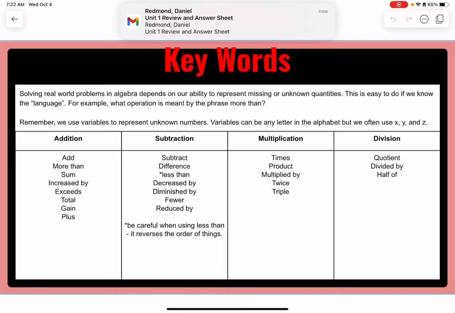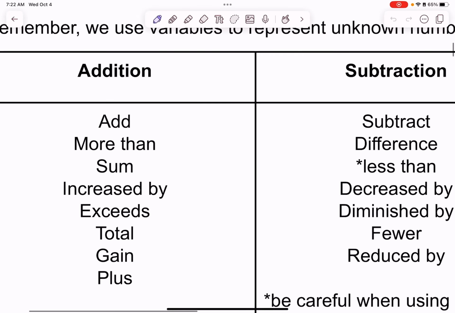Remember, we use variables to represent unknown numbers. Variables can be any letter in the alphabet, but we often use letters like x, y, and z. For the sake of today, we'll probably just use x unless they tell us to use a different letter. So copy down all these words for addition: add, more than, sum, increased by, exceeds, total, gain, plus, words like that.